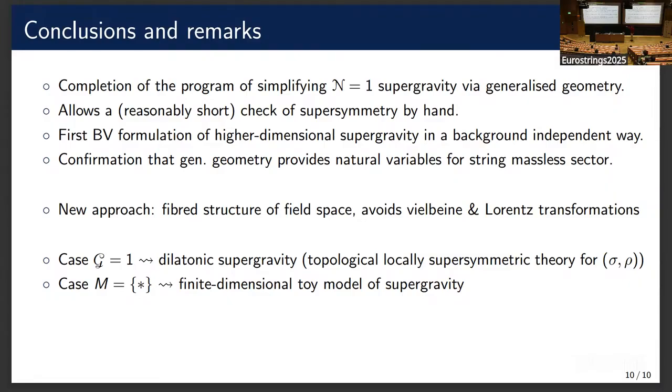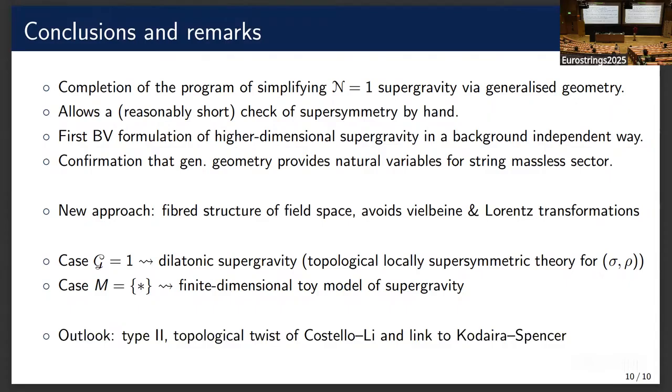Or you can take a second interesting limit. You can take your base manifold to be a point, and this turns out, surprisingly, to fit into the framework. And if you do it in a clever way, then you still keep the entire structure of supergravity, all the supersymmetry variations, the BV formulation, all the action, the long one from the preceding formula, but the field space is finite dimensional.